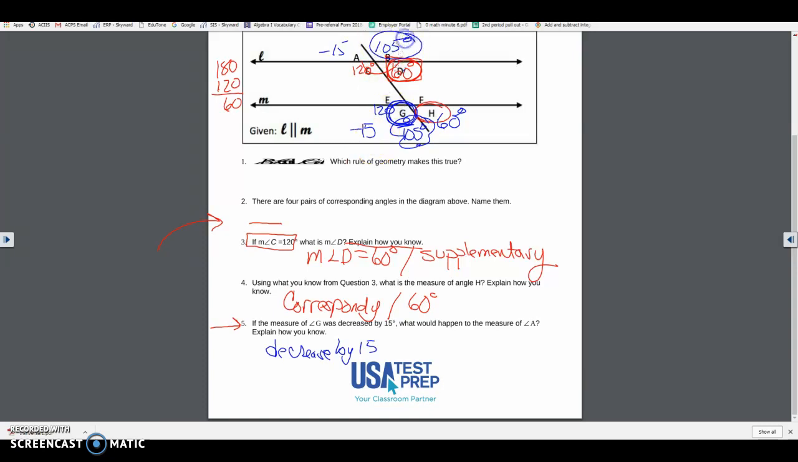Now if that was 105, actually angle A would increase by 15, because originally it would have been 60. But because we took 15 away from here, we have to add the 15 over here. So actually we would increase by 15 on the opposite side because they're alternate exterior angles. So that's an overview of that.